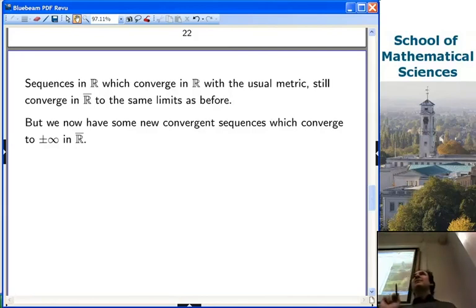Okay, I'm going to stop there for today. We'll finish this off next time, and then we'll move on to see things like addition and multiplication in the extended real line.